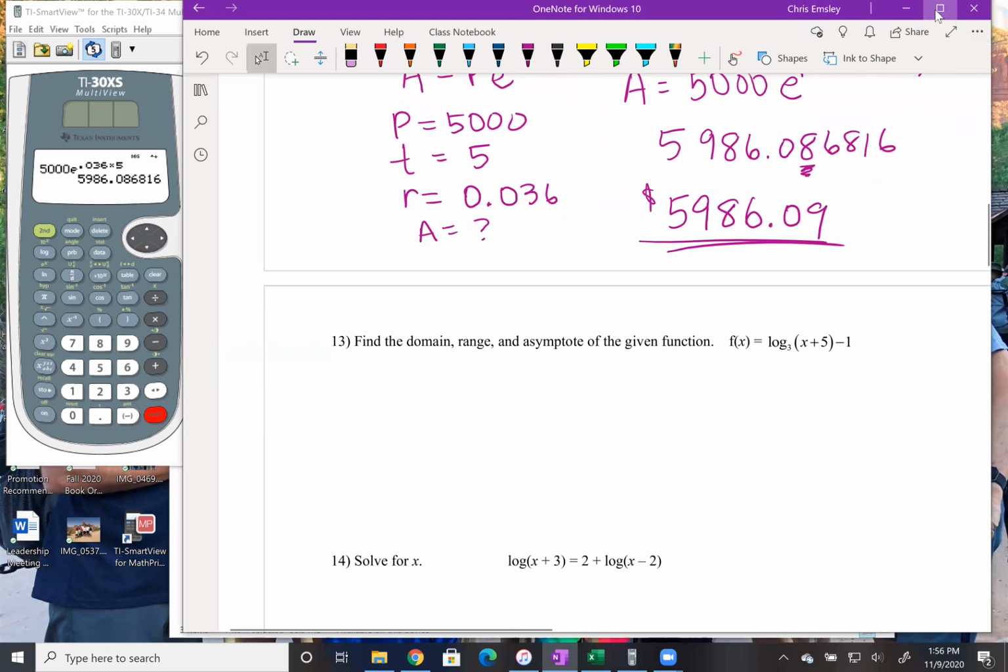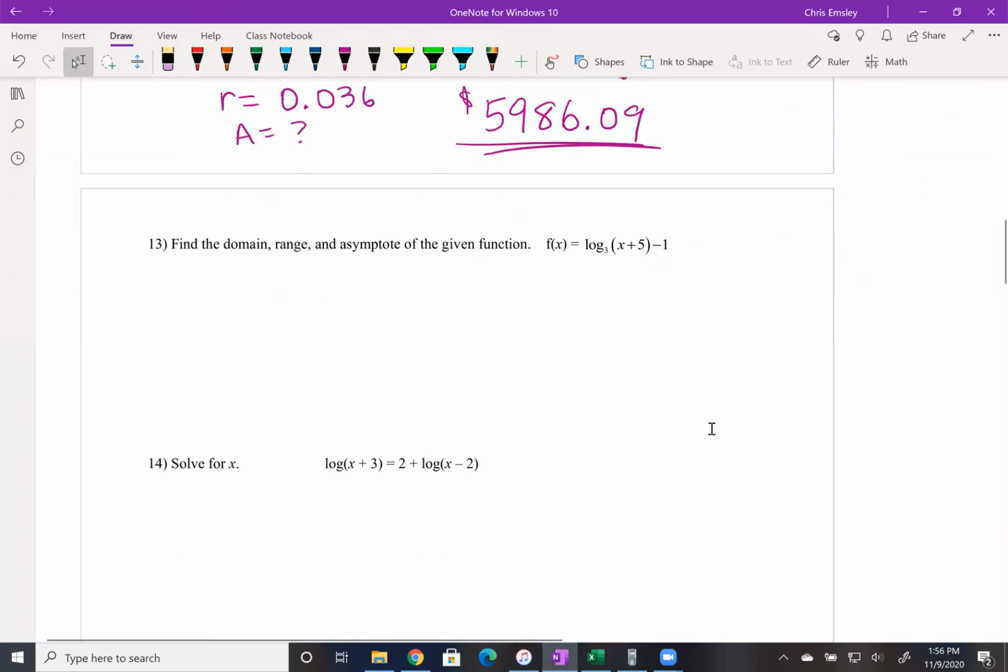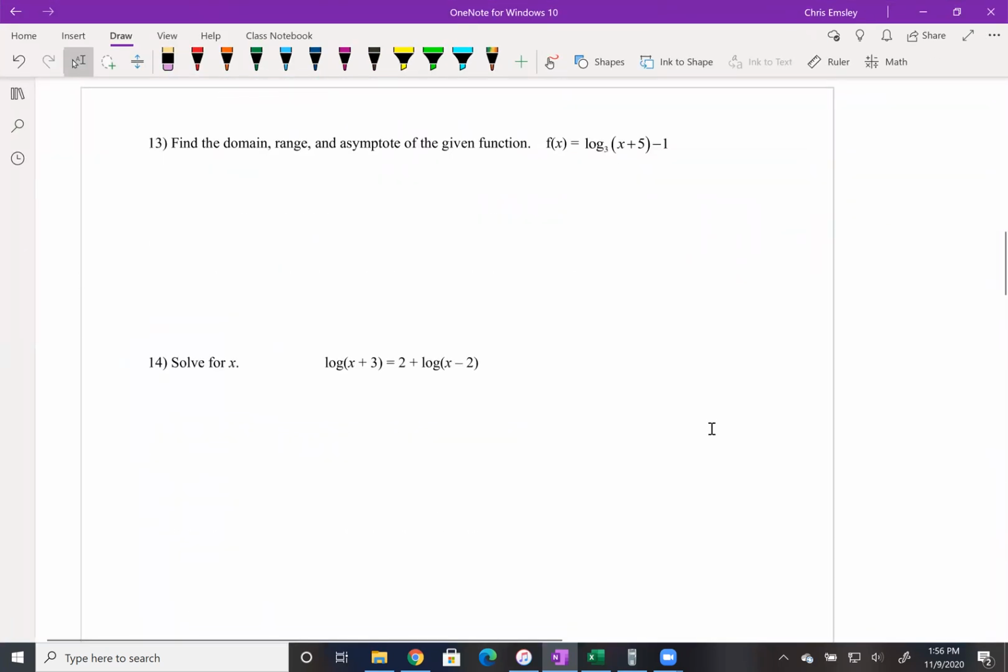Okay, next up, we're going to start looking at some logarithms. We're given a logarithmic function here, and we are asked to find the domain, the range, and the asymptote. So let's start with domain.